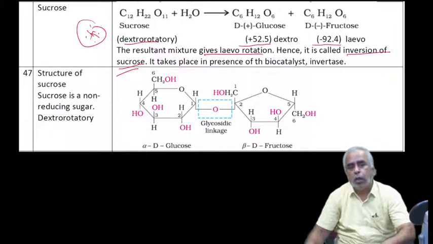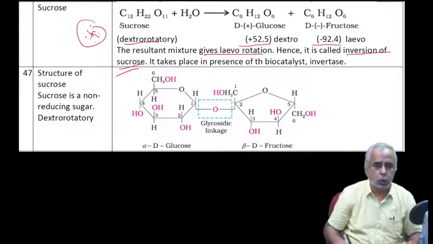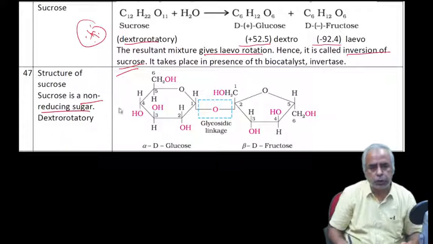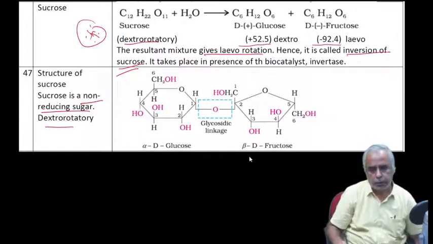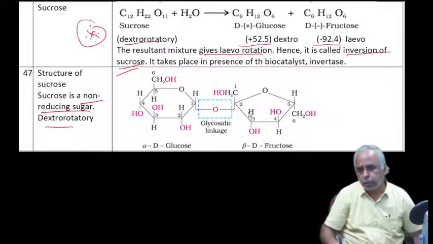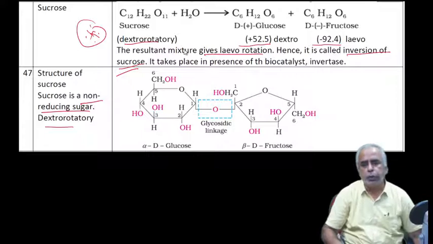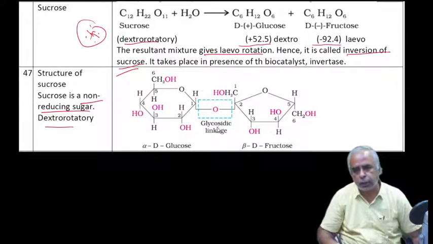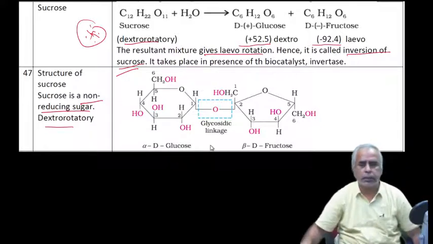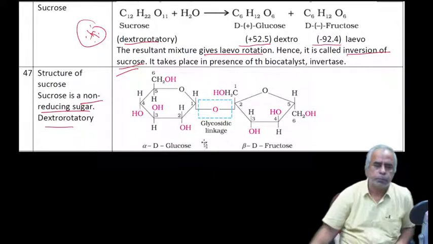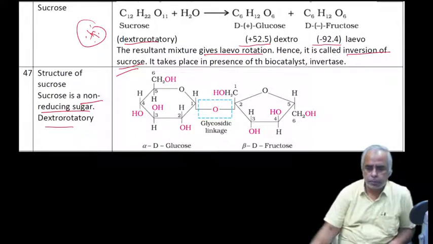Then the structure of sucrose. It is a non-reducing sugar. It is dextrorotatory. So as I already mentioned, the oxy linkage between the two units of the disaccharide is called glycosidic linkage. So this will be broken during the hydrolysis, resulting in the monomers. So draw the structure.